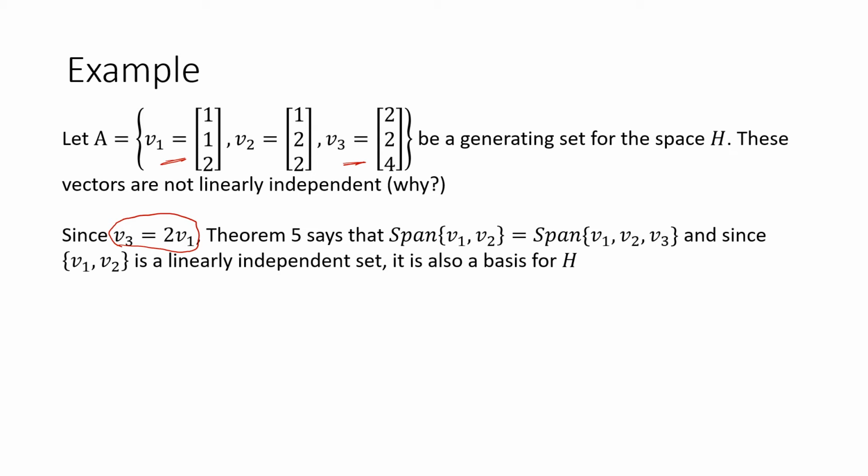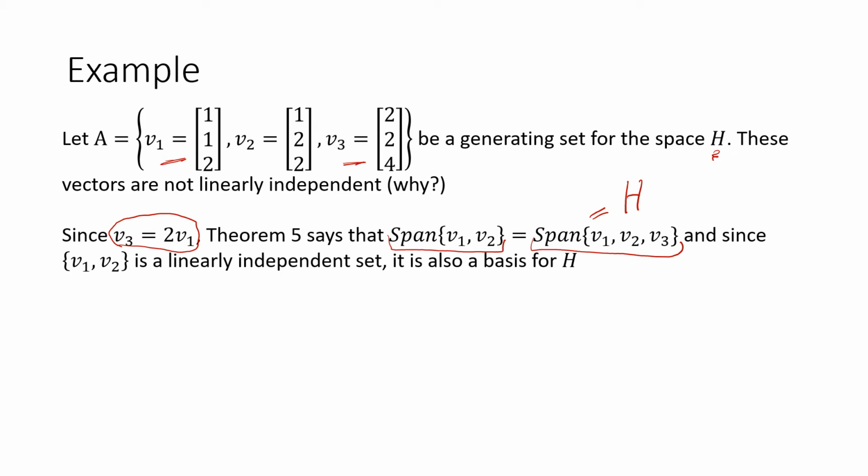But the theorem says that, well, we have V3 is a linear combination of the previous vectors, so we can drop it out. Theorem 5 says that the span of the first 2 vectors is the same as the span of the first 3 vectors. So we have a smaller set now that spans H. That's equal to H, that span. So H is what we're interested in. We have 2 vectors that span it.